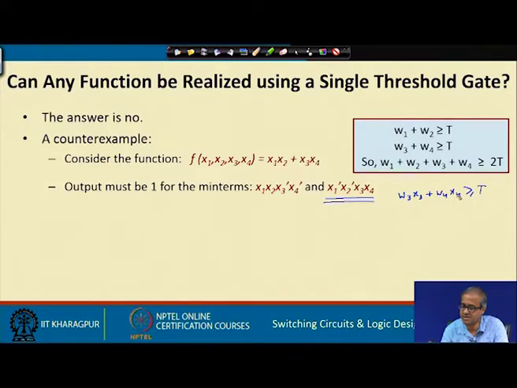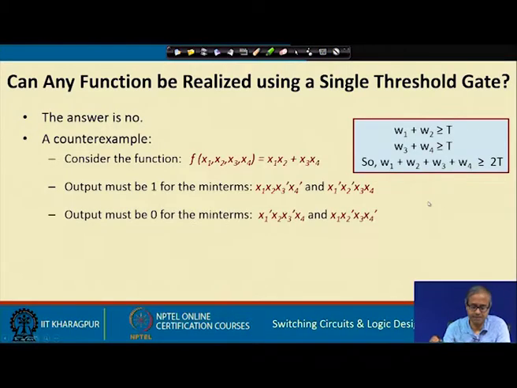Now, x3 and x4 are 1 1. So, it is W3 plus W4 greater than or equal to t. So, if you add these two up, you get W1 plus W2 plus W3 plus W4, their sum is greater than or equal to twice t, right. Now, let us look at the false min terms. The output will be 0 for which min term?